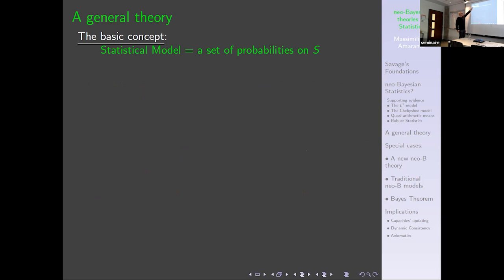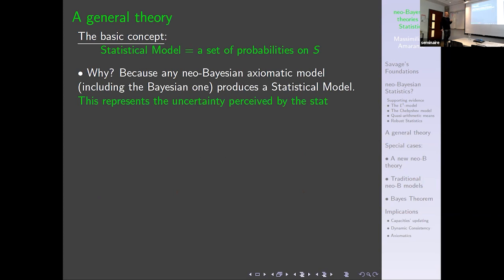Okay, so the general theory goes like this. I take as a basic concept that of statistical model, that is a set of probabilities. Why do I do that? Because as we mentioned before, we know that any Neo-Bayesian system, think of A1 to A5, is going to produce a statistical model. In fact, the assertion is even more general. There are weaker systems of axioms than A1 to A5 that still are going to produce a statistical model. This represents the uncertainty perceived by the statistician. You're uncertain about these probabilistic descriptions.